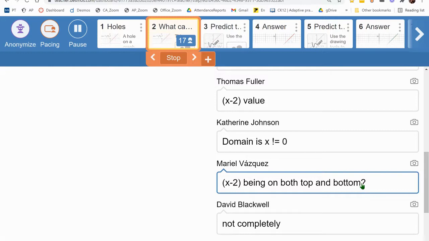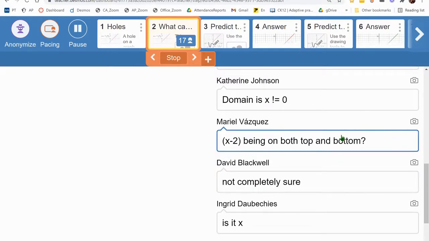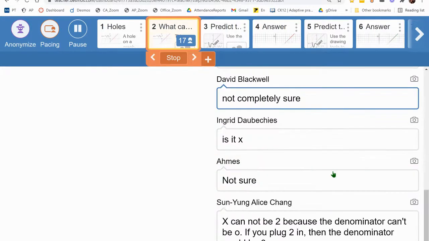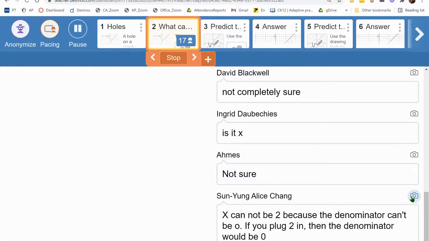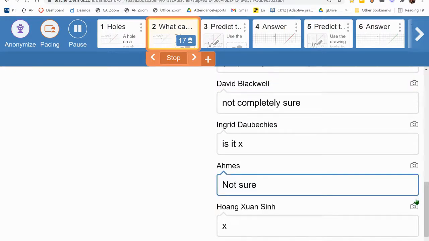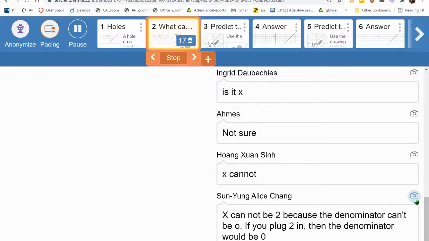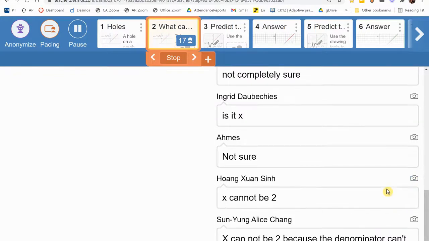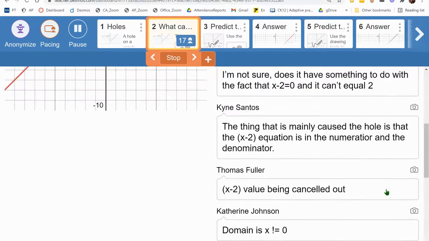Good. So there's the mathematician Mario Vasquez, right? The x minus 2 being on both top and bottom. Absolutely, that's important. That has something to do with it. Okay. And then, ooh, I see someone starting to think about what can and can't happen in the denominator. What is that forbidden thing in the denominator? Good.